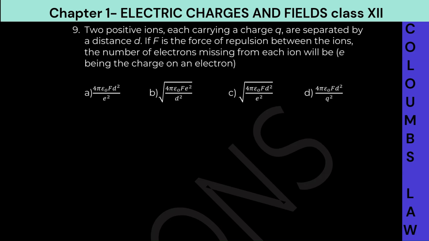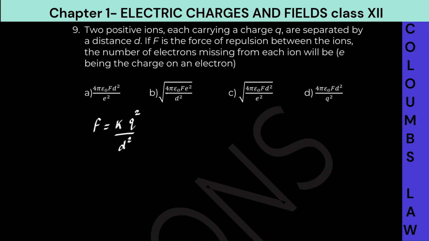Okay. So first of all, let's see here. There are two positive ions. What we will do here is assume the repulsive force between the two ions having charge q will be F equals K, which is 1 by 4 pi epsilon naught, Q1 Q2 upon d square. Each is carrying a charge q, so Q1 is q and Q2 is also q, so q square upon the separation d square. I hope this is clear.